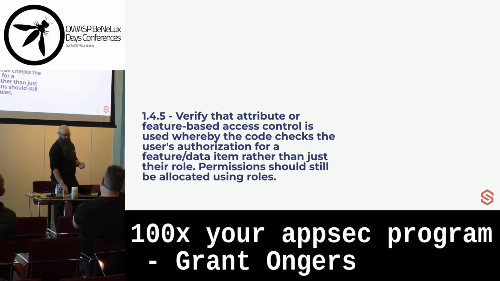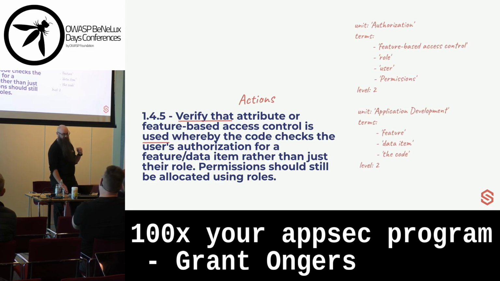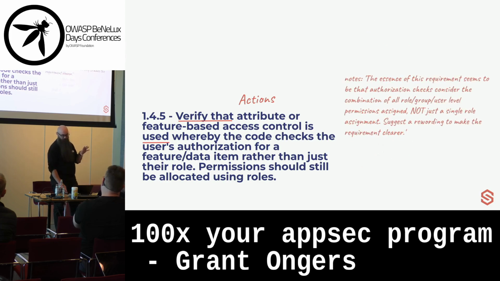So the process is pretty simple. We take requirements from the ASVS, like this one. This is an ASVS requirement. We identify the actions in that requirement, highlight those actions. We identify and collate all the terms. So these are the terms that we think are in there. And then we apply some magic to determine the Bloom's level required to fulfill that requirement.